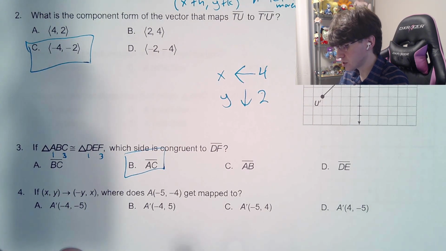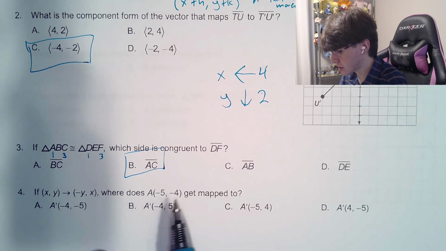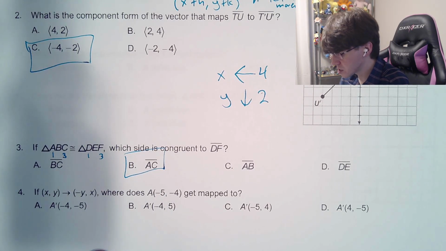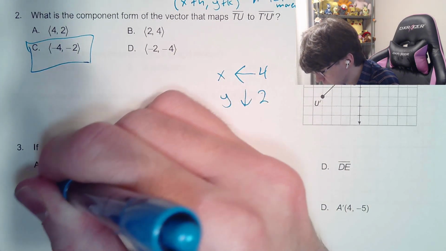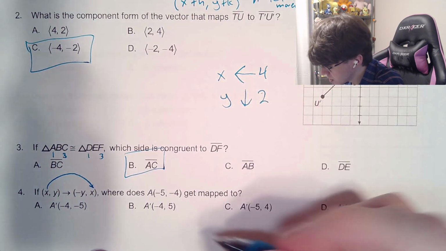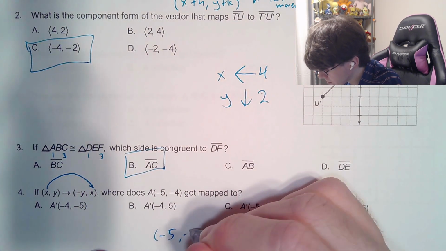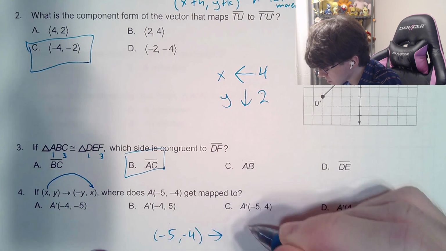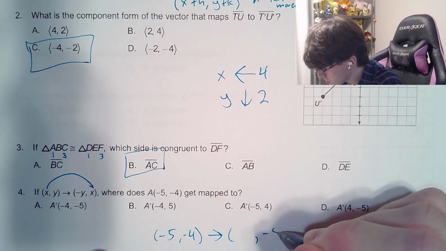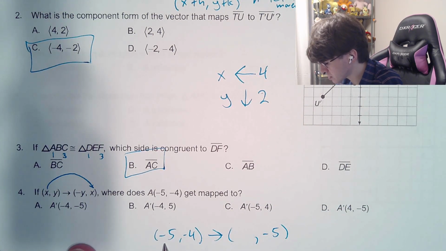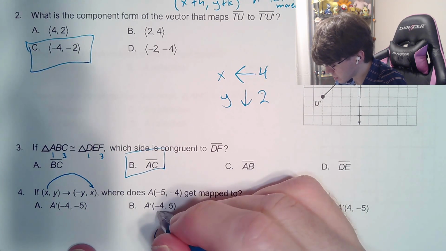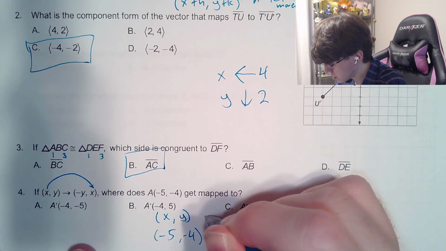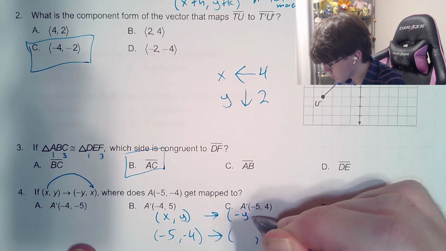Our next one here, so if x comma y goes to negative y comma x, where does this one get mapped to? So the main concept is that your x here is going to become the y value. So when we're rewriting our negative 5 comma negative 4, the x value is going to become the new y value. So there was our x moving to our new value there. So let me just write that right above it. Let's do x comma y goes to negative y comma x.